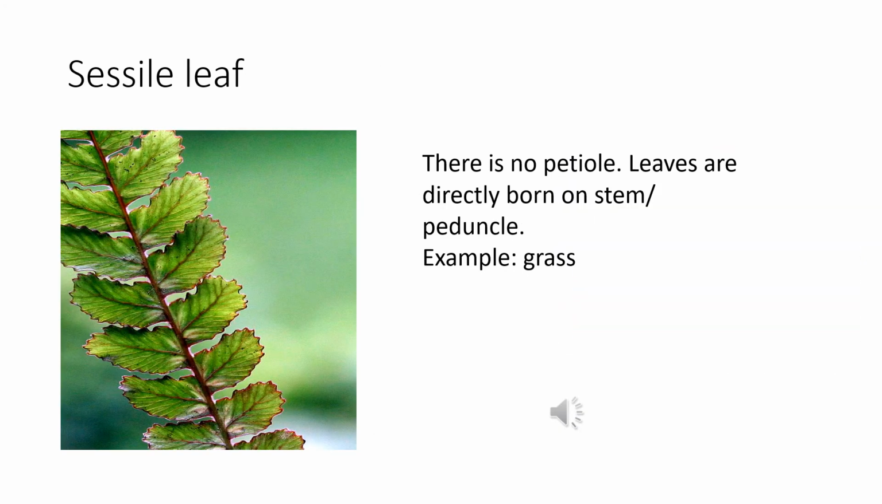Now we are going to discuss the sessile leaves. The sessile leaves are the leaves where there is no petiole. The leaves are directly borne on the stem or peduncle, and such examples are seen in grass, in which there is no petiole and the leaves are directly grown on the branch or the stem.